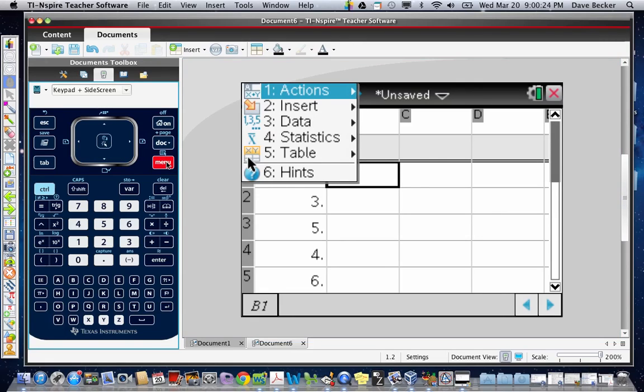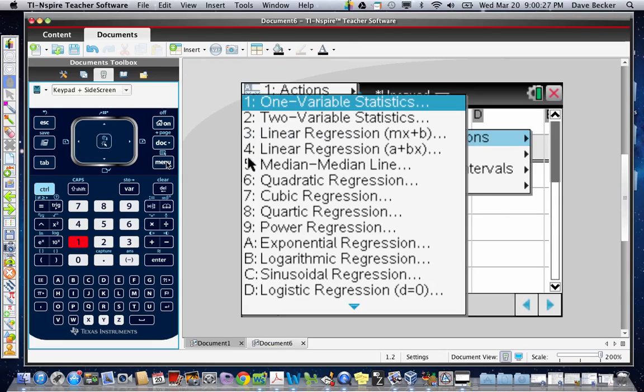Menu, statistics, stat calculations, 1 variable stats.